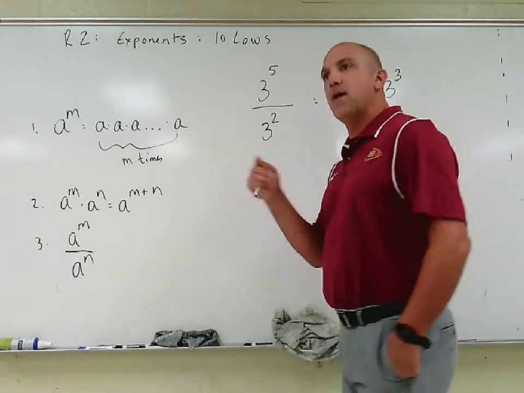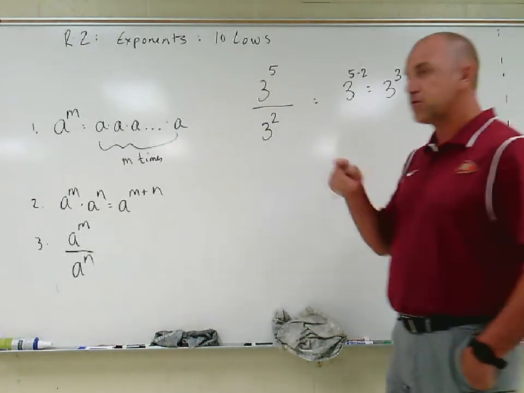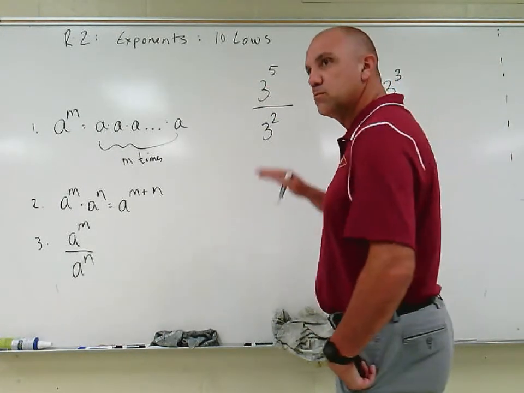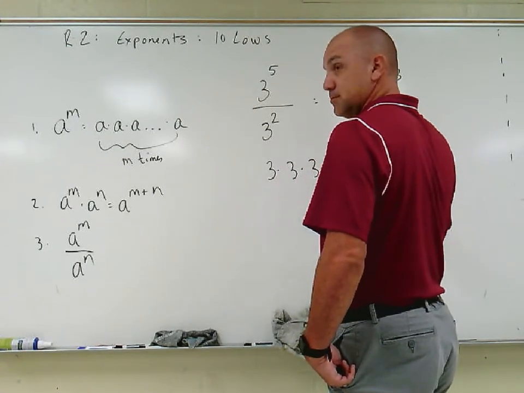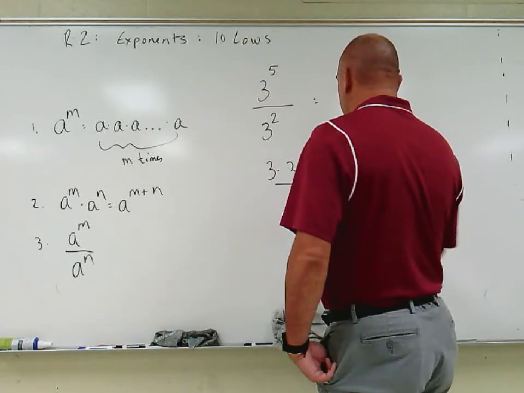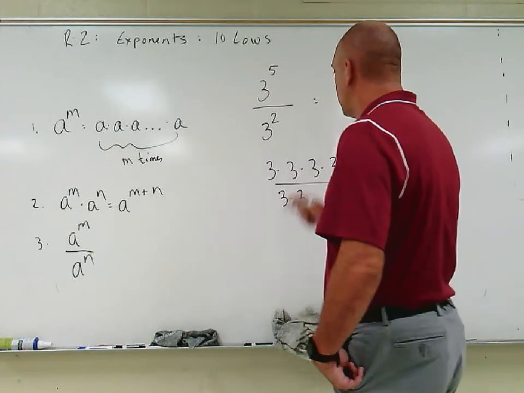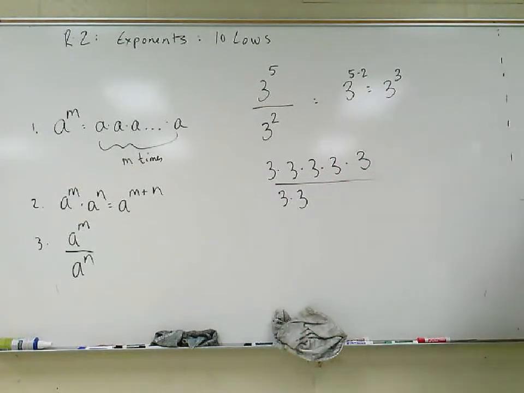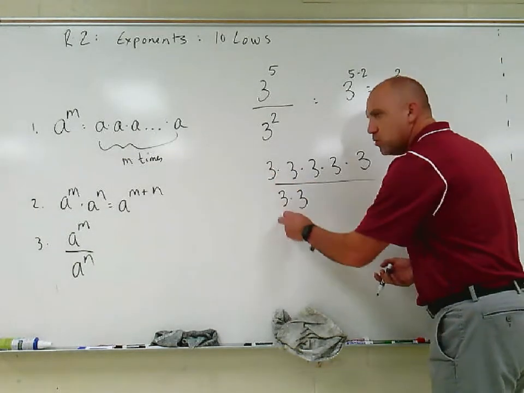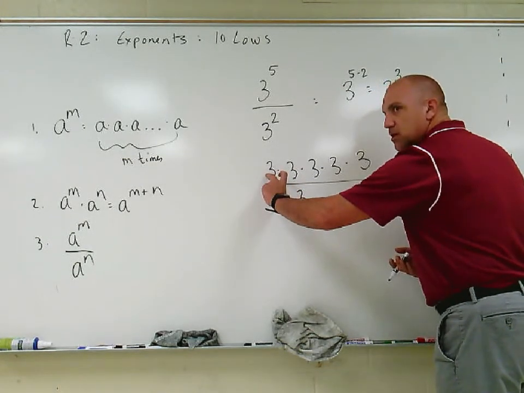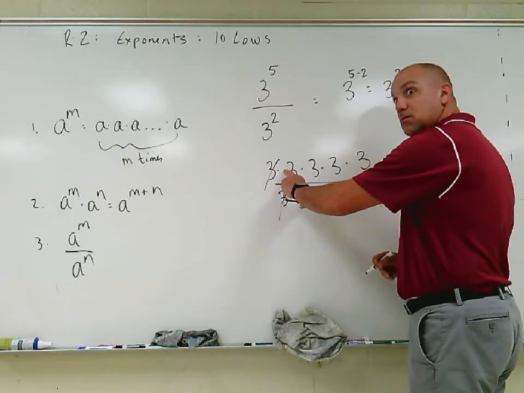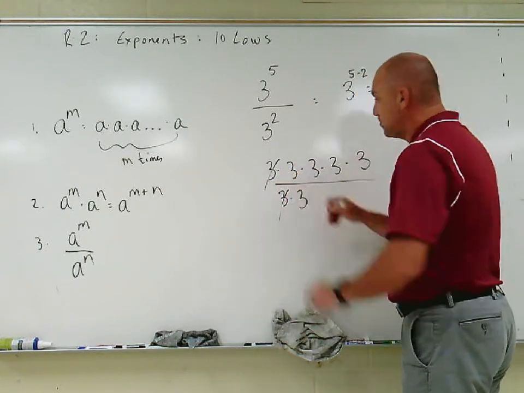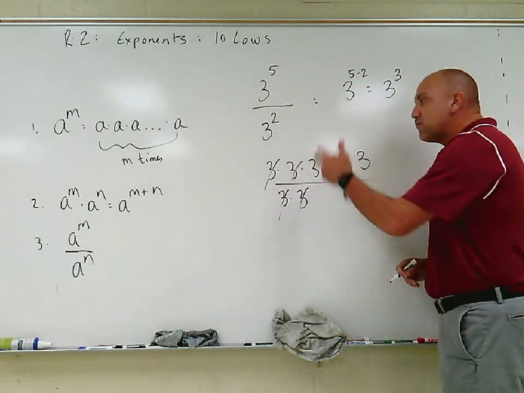So always go back to the first rule. Maria, 3 to the 5th means do what? 5 threes, right? And 3 squared means 3 times 3. But when you put them in a fraction and now you put the same number underneath, what can you do with these 3's here? These 2 3's can do what? Cancel. They cancel. And what have you done from the top?